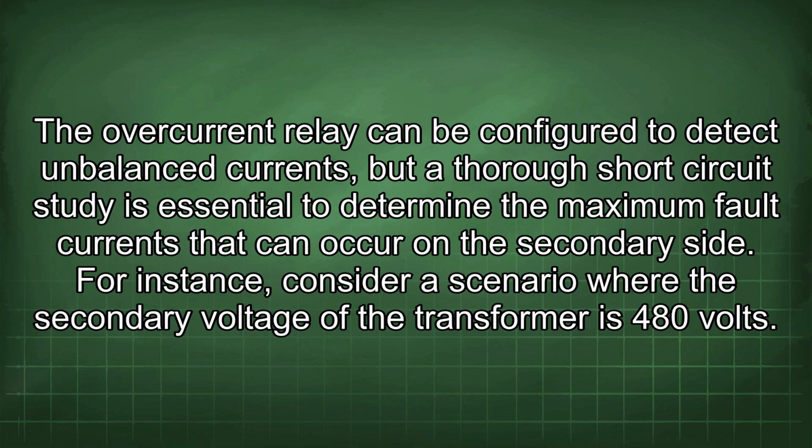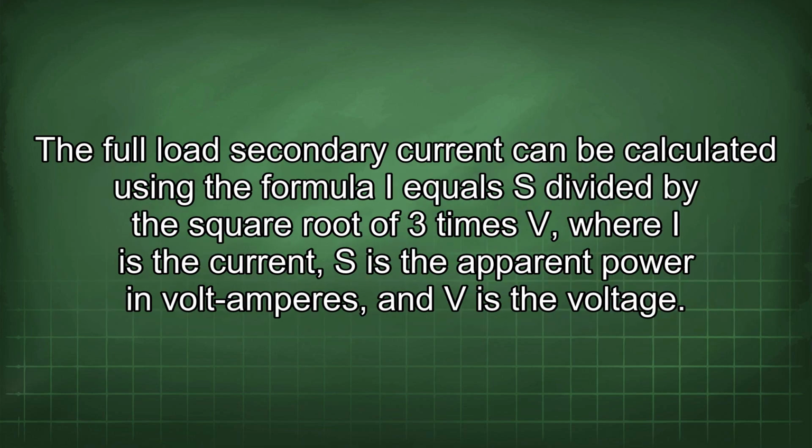For instance, consider a scenario where the secondary voltage of the transformer is 480 volts. The full load secondary current can be calculated using the formula I equals S divided by the square root of 3 times V, where I is the current, S is the apparent power in volt-amperes, and V is the voltage.